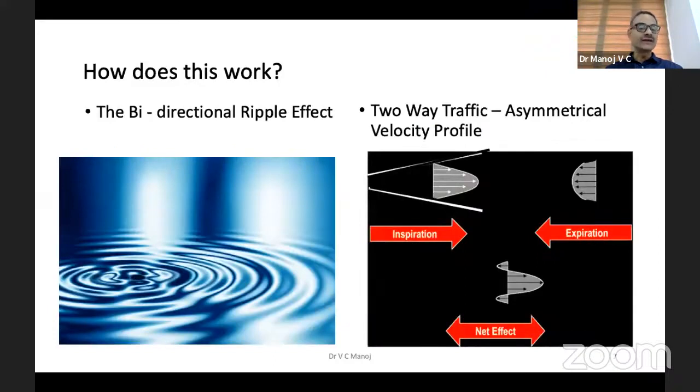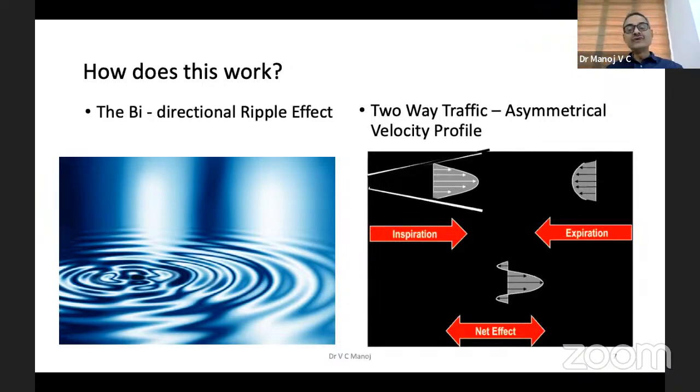How does this principle work? Well, there are various theories, and the very fact that there are 8 theories to explain means that probably we really don't know how it works. But then the explanations given, one is the bidirectional ripple effect. You throw a stone in the water, you find ripples traveling in both the directions. So you have a two-way traffic in high frequency ventilation with an asymmetric velocity profile.